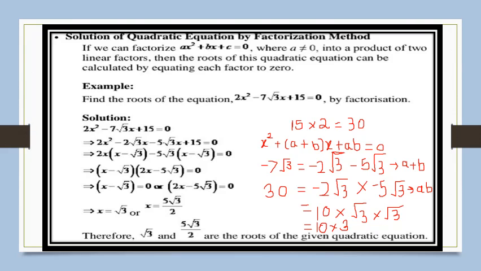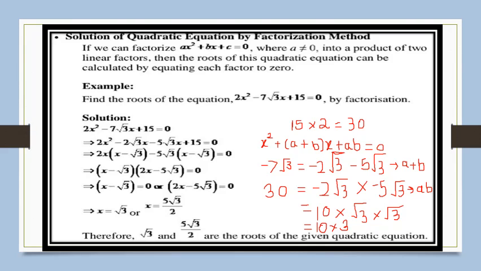So if we can factorize the quadratic equation ax square plus bx plus c equals to 0, where a not equal to 0, into a product of two linear factors, then the roots of this quadratic equation can be calculated by equating each factor to 0. So here let's solve one example. Find the roots of the quadratic equation 2x square minus 7 root 3x plus 15 equals to 0 by factorization method. So solution, see here.